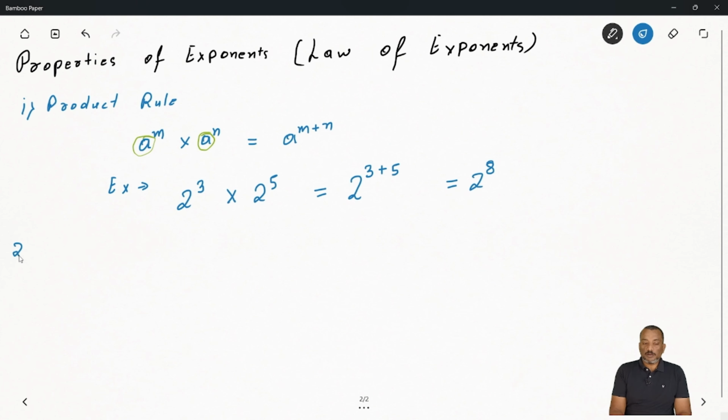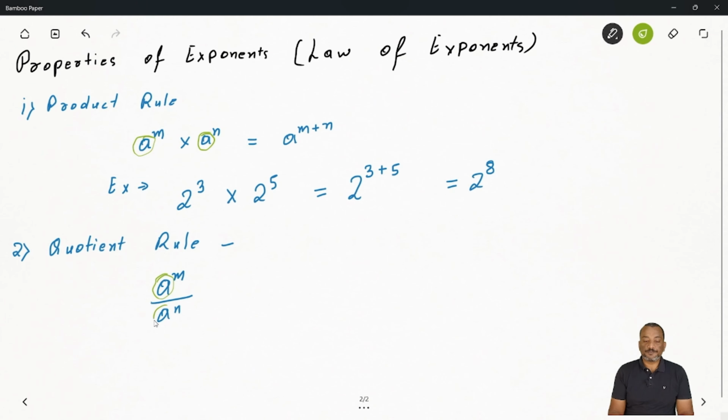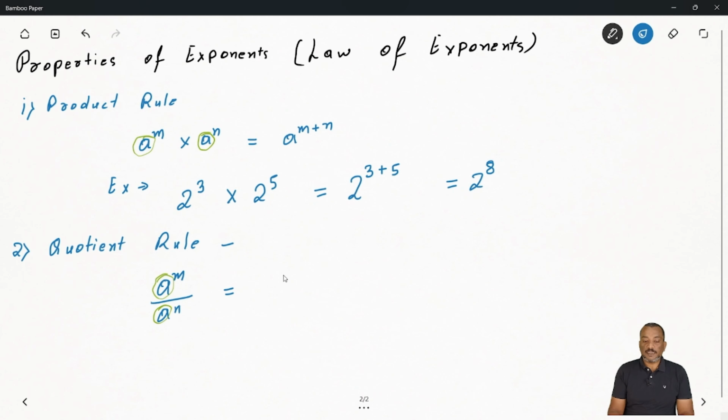Okay. Second property, that is, second law you can say, that is called quotient law. Quotient rule, or quotient law. In this one it is saying, suppose you have a number that is a to the power m divided by a to power n. Now you can see in this one both have the same base. Correct. So if you have the same base, what do we have to do? Simple, we can say a to power m minus n.